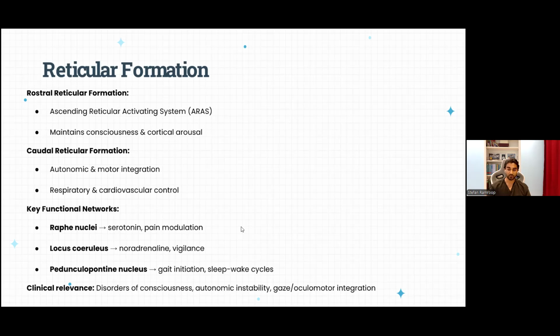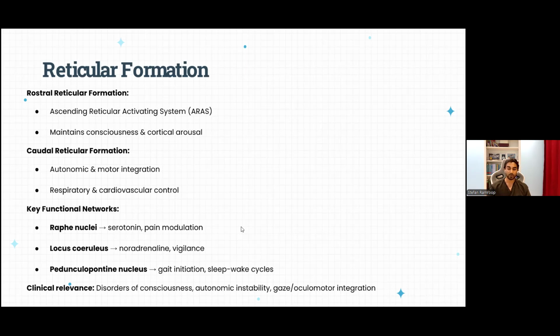So one, you have your raphe nuclei, which provide serotonergic outputs, influencing pain modulation and mood regulation. And their projections to the dorsal horn explain endogenous analgesic mechanisms. Then you have your locus coeruleus, which is the primary source of noradrenaline, and that plays a major role in vigilance and stress response and your sleep-wake regulation.